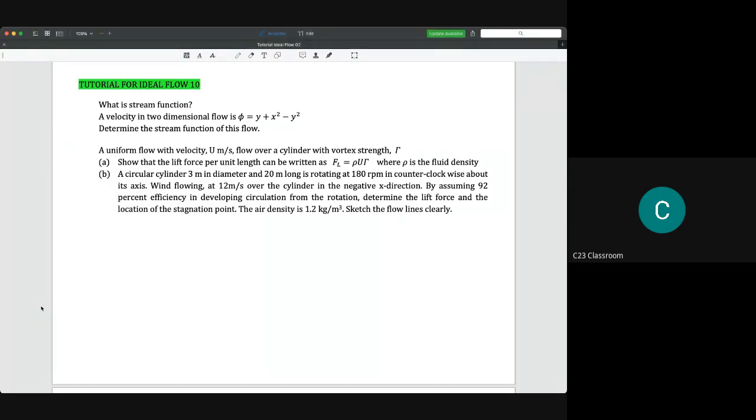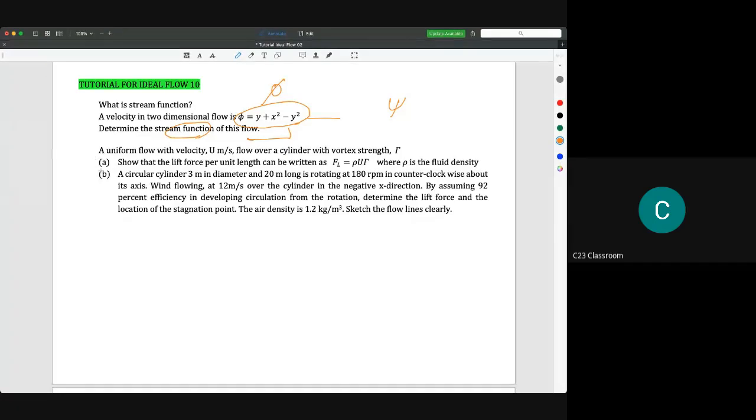So today we continue our discussion on our tutorial. We are going to discuss the tutorial for ideal flow number 10. First, the question is, what is the stream function? The velocity potential in two-dimensional flow is phi equal to y plus x squared minus y squared, and determine the stream function of this flow. So you need to know how to derive the stream function, which is psi, from what you have here, which is phi, the velocity potential.